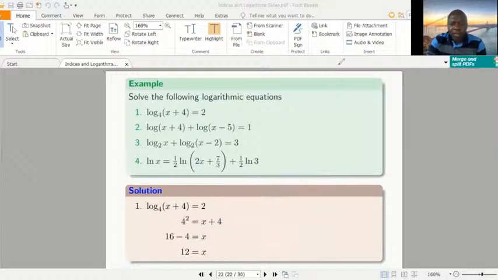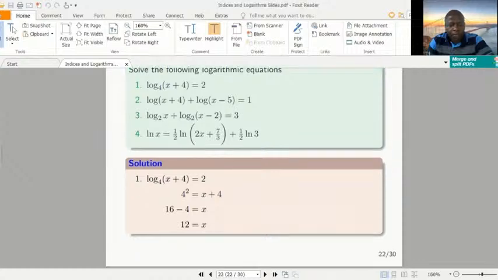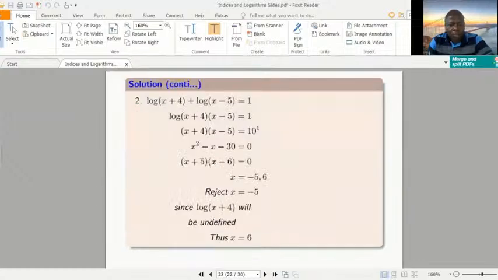Okay, so let's just go to my working so that people can copy the notes. Those who are copying notes, the working for question 2 is what I've done. I've said that we reject negative 5 since this log would be undefined. If x is negative 5, we would have log of negative 1, which would be undefined, and therefore we are left with only one option, that x will be 6.